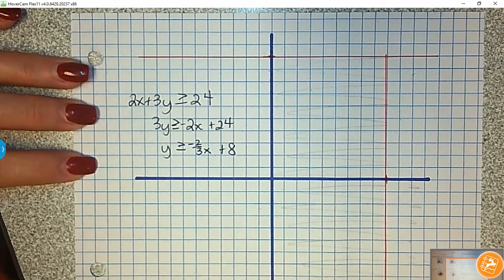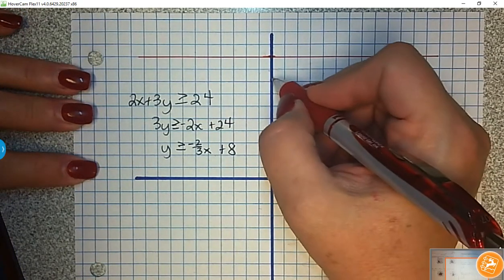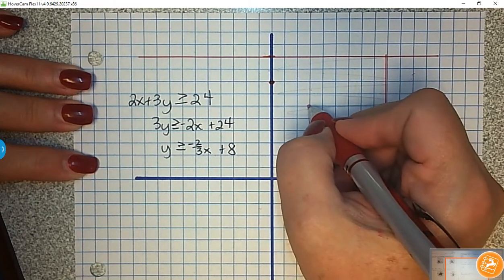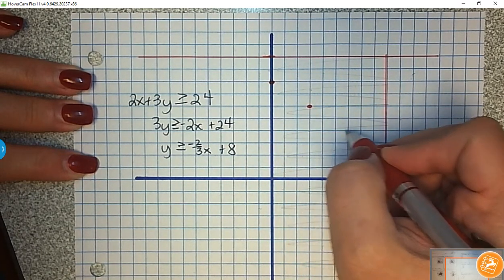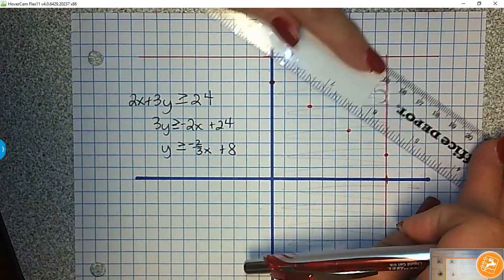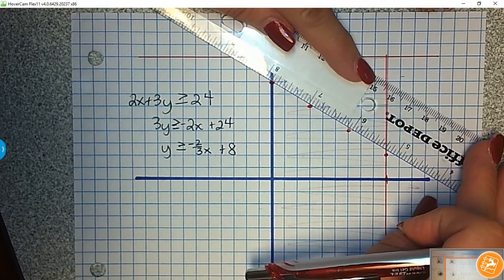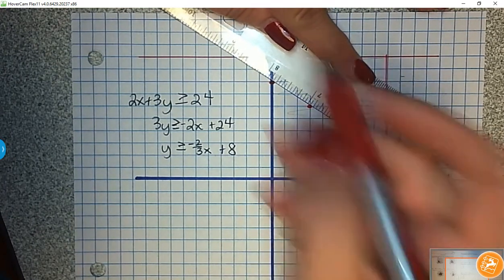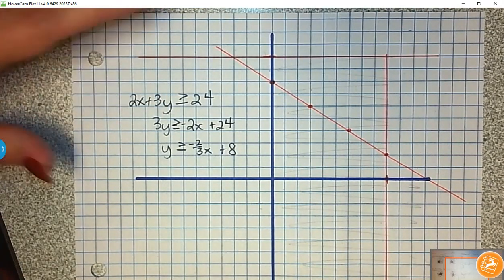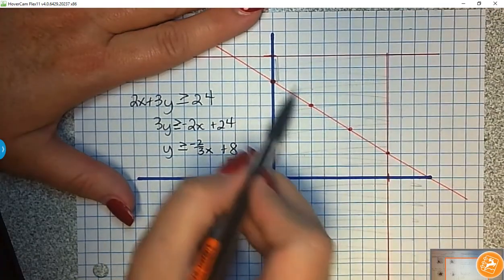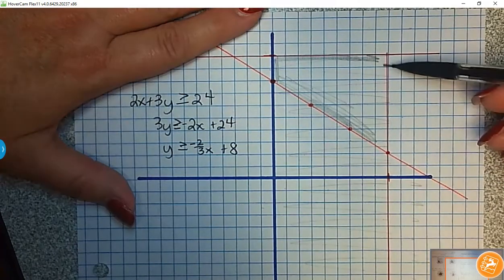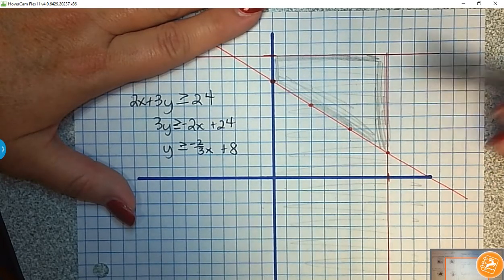Okay, so there's my slope-intercept form. I'm going to go to 8 on the y-axis, and from there go down 2 and over 3. And it says that it is greater than or equal to. So it's going to be on top of there. So where all of my overlapping stuff is, it is inside this figure.